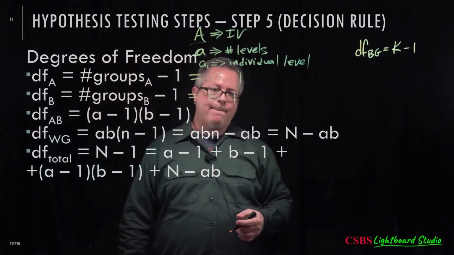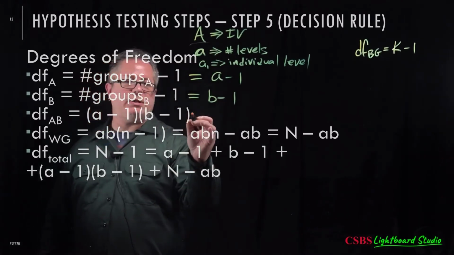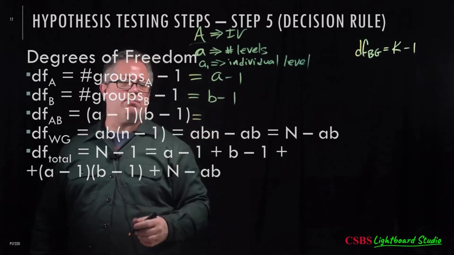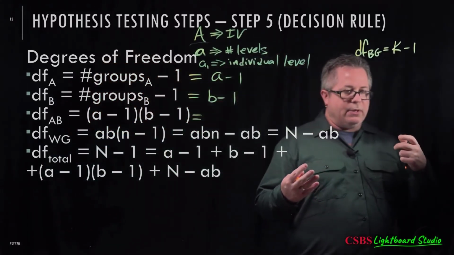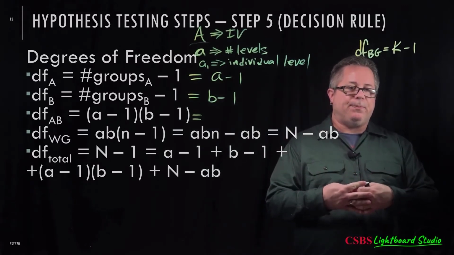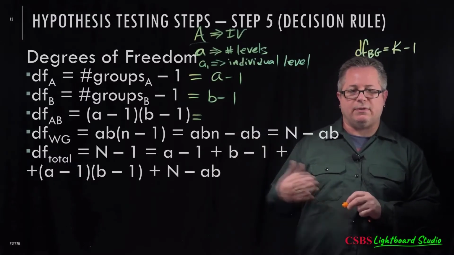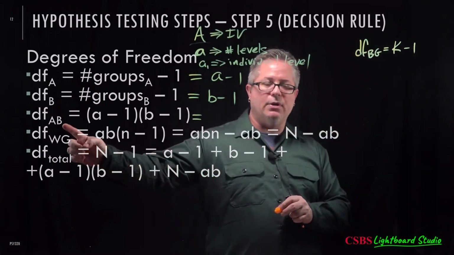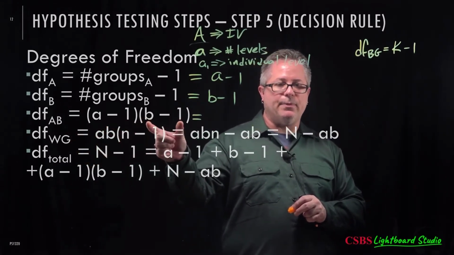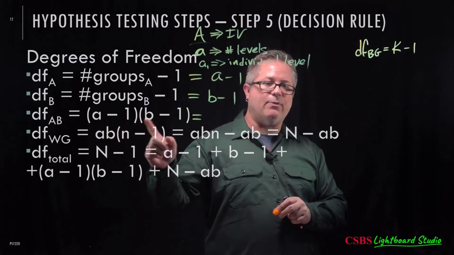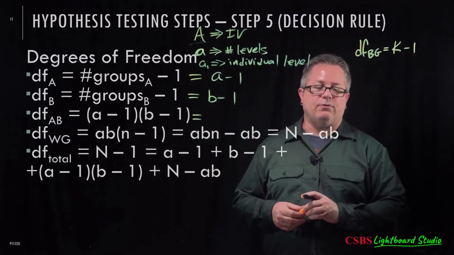The interaction gets a little bit strange because, as we'll see, the interaction really is a sort of multiplicative or multiplying effect. It is the effect of A times the effect of B. That's why it's usually called the AB or A times B effect. So the degrees of freedom for the interaction is really just the degrees of freedom for A times the degrees of freedom for B. So A minus 1 times B minus 1, that's really the degrees of freedom for it.